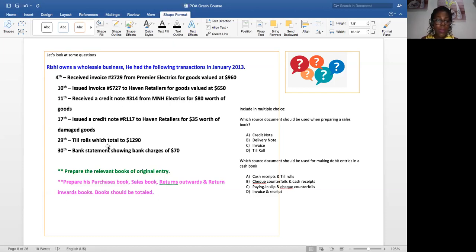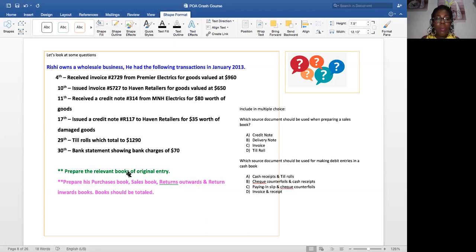Because sometimes they will give you a list like this, and then they will tell you, prepare the relevant books of original entry. If you know he received an invoice and you understand what an invoice does, you know that has to go in his purchases book. If he issued a credit note, that means a customer brought back goods to his business. So sometimes, like in the bottom in pink here, they will tell you to prepare his purchases book, sales book, returns outwards, etc.